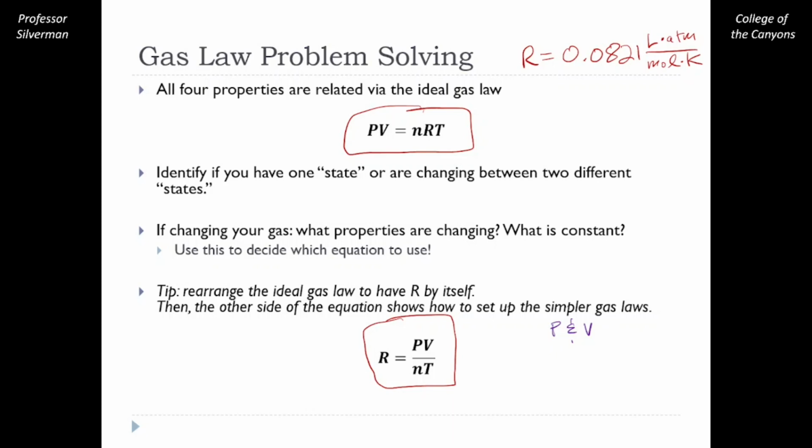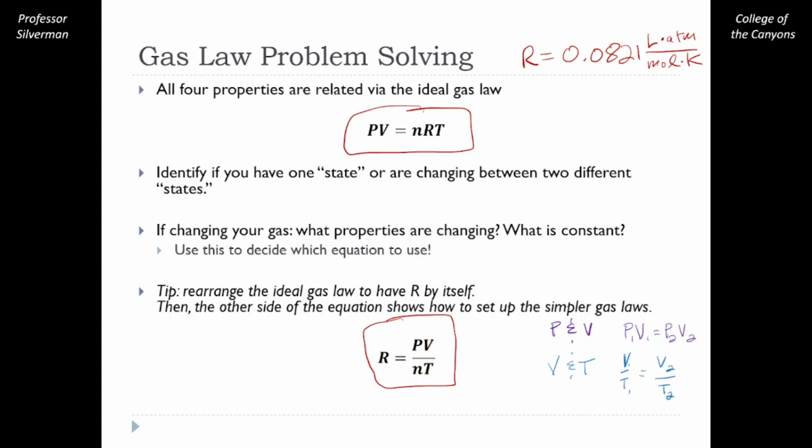For example, if we want to know the relationship between pressure and volume, we can set up R is equal to PV divided by NT, and then look where pressure and volume are. Oh, they're both next to each other. That means they need to be next to each other in our simple gas equations. If we want to look at volume and temperature, again, we can look at that setup for our ideal gas equation. Volume and temperature are on top of each other, and so in our equation, we also need to have that trend.